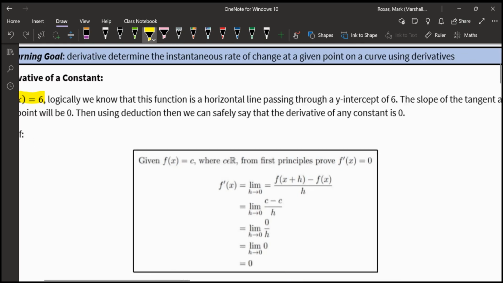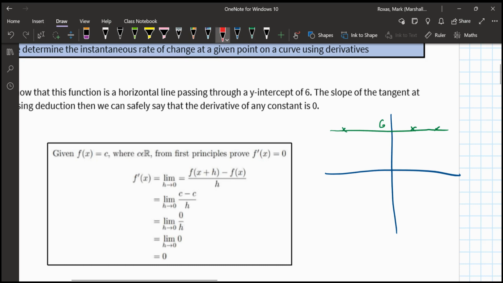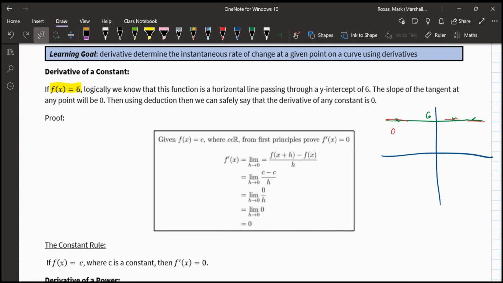So what do we know about f of x equals 6? Well, it's a horizontal line, right? So if I sketch out a horizontal line at 6, I can look at any point on this line. It's a straight horizontal line. So what really is the tangent? No matter where you go, it's always the same slope. The slope is 0, right? Slope of 0. So the derivative, we can see it intuitively here. The derivative, which is the slope of the tangent, at any point on this line is going to be 0.